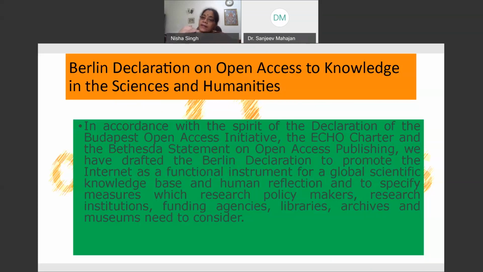So that is, everything is open. You can read, you can copy, you can download and all that, because it is building on the Budapest one. And then the internet is a functional instrument. Like all these materials should be available on the internet. So it should be free internet for everyone who wants to do that. And it should be considered and practiced and taken forward by all these research institutes.